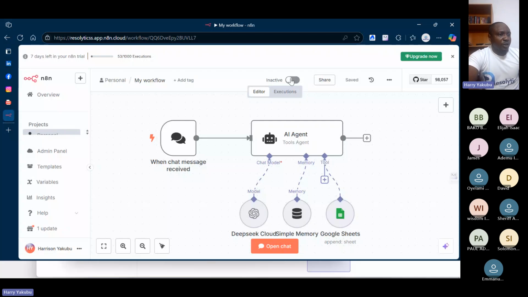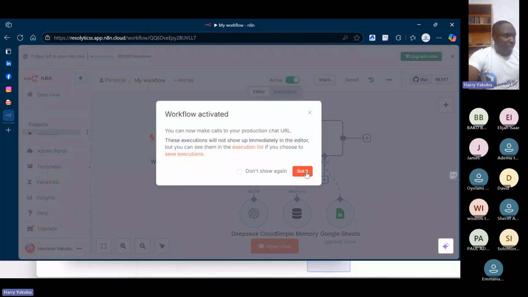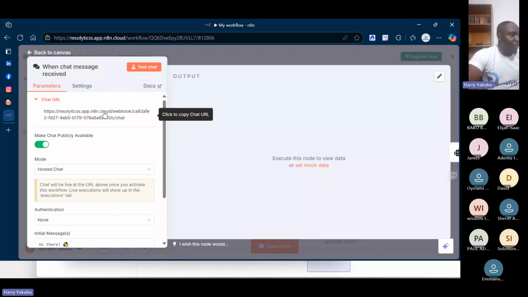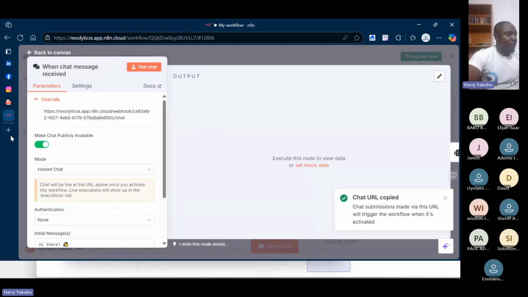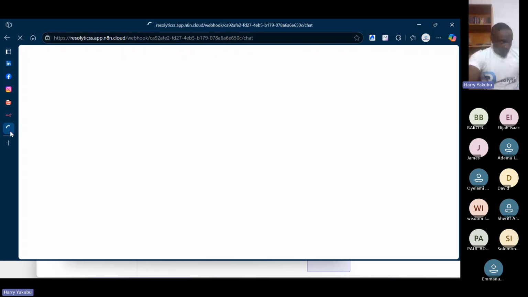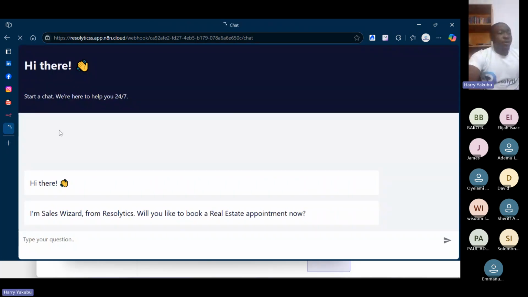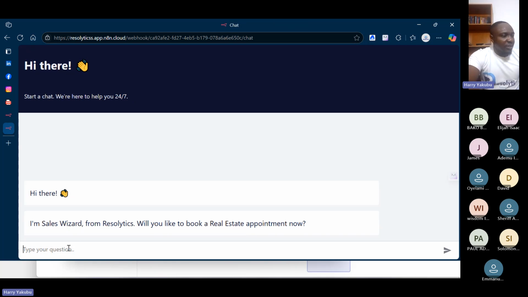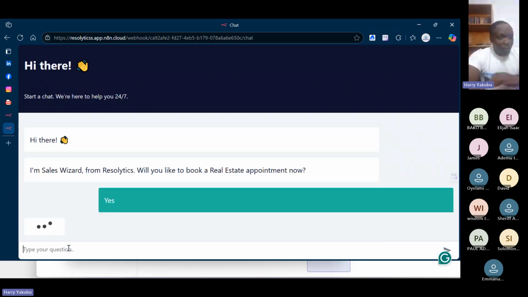So quickly, let me show you how this works. I took it off because it takes talking to actually run this. So if I open this chat, it takes me to this part, I copy it. I want to go and look at how this chat works. So I can come in and paste it. And so this is an AI agent. This agent was built for a real estate company, or for real estate businesses. It says, hi there, I'm Sales Wizard from Resolytics, that's the name. Would you like to book a real estate appointment now? I say yes. So he's talking to me.